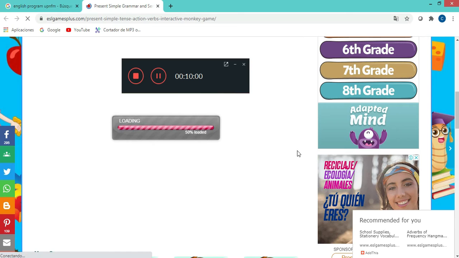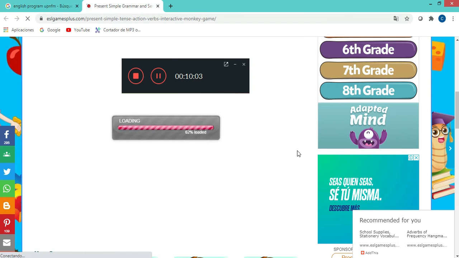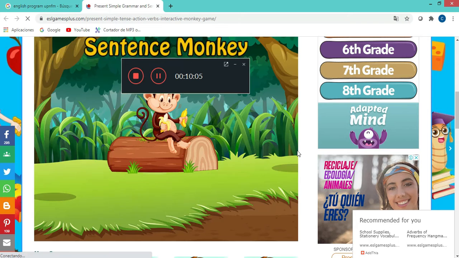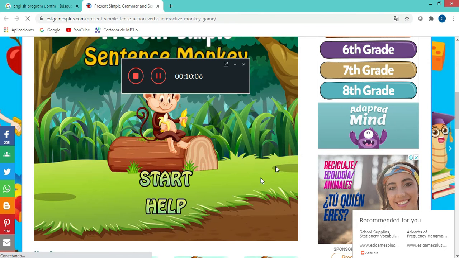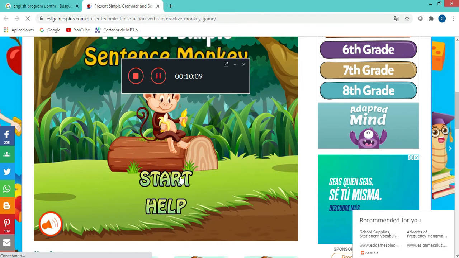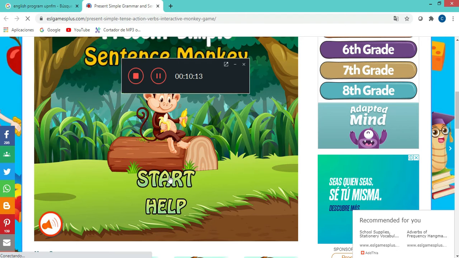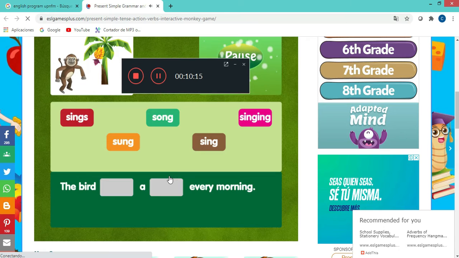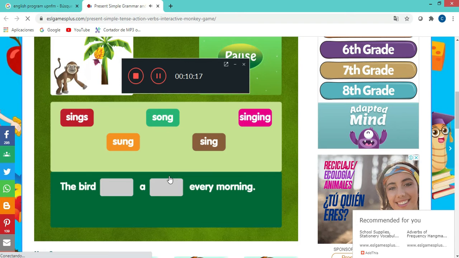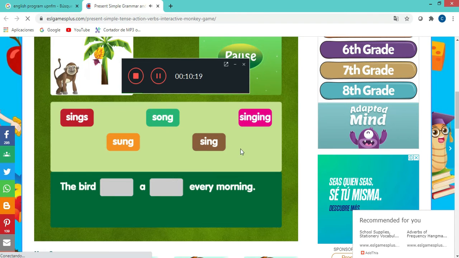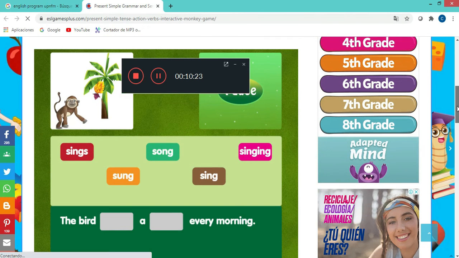We're going to wait. And we are going to push here where it says start. Choose the correct words to complete the sentence. We're going to choose the correct word to complete the sentence.